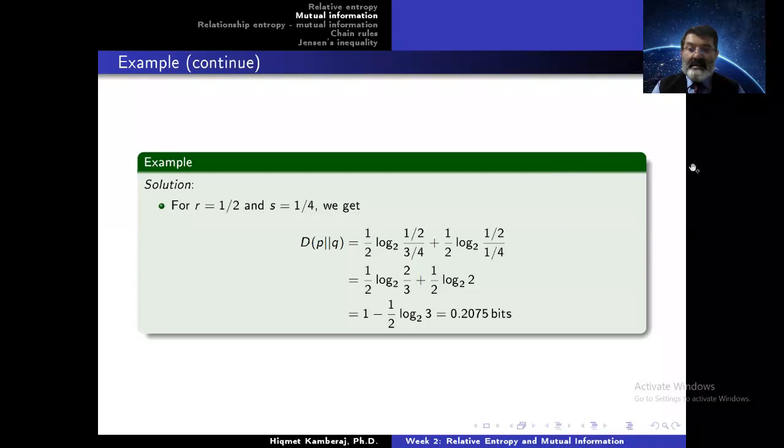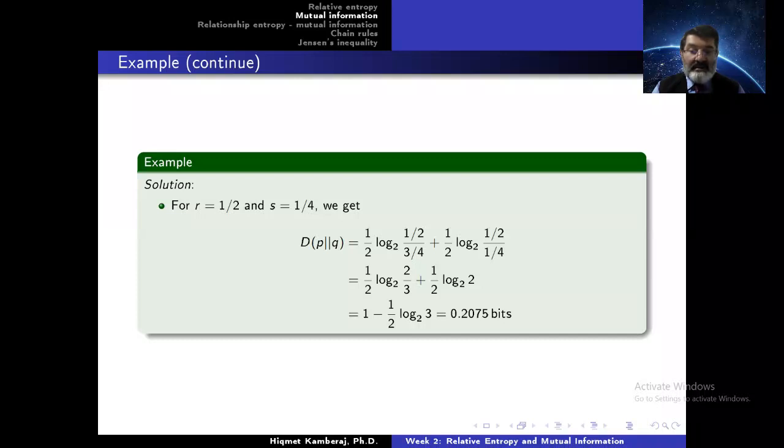On the other hand, for r equal to 1/2 and s equal to 1/4, we get D(P‖Q) as 1/2 log base 2 of (1/2)/(3/4) plus 1/2 log base 2 of (1/2)/(1/4). Then we get the second line: 1/2 log base 2 of 2/3 plus 1/2 log base 2 of 2. Log base 2 of 2 is equal to 1.